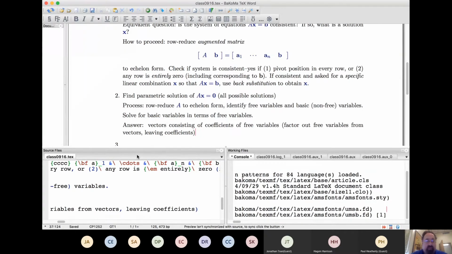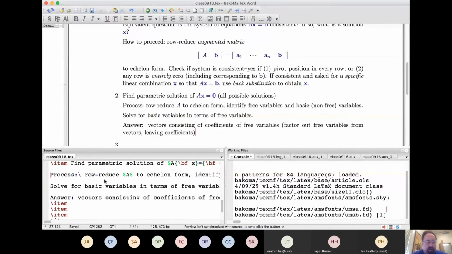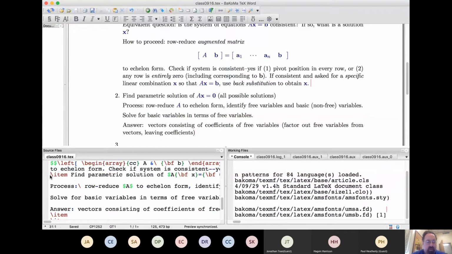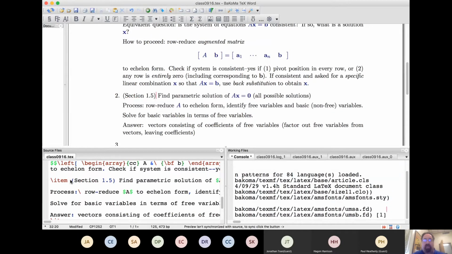Okay. Oh, and this is from section 1.5. Let me make a note of that here. Okay. So that's something that you've had to do in that homework.